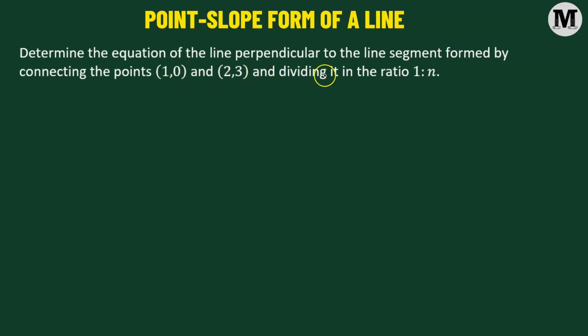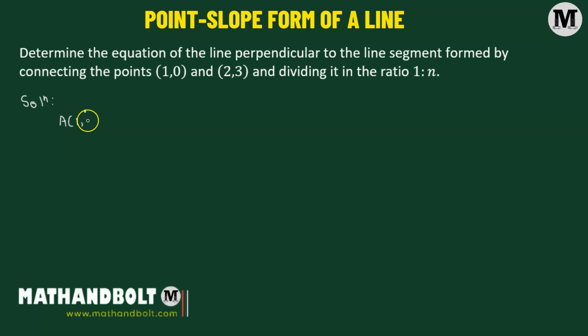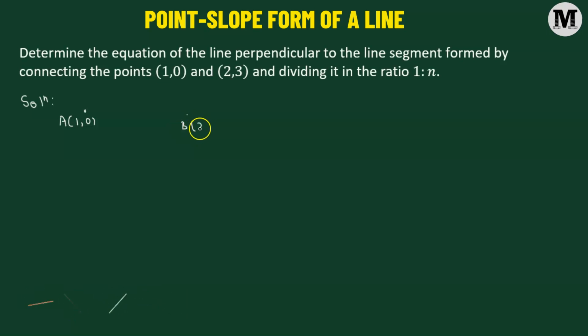Determine the equation of the line perpendicular to the line segment formed by connecting the points (1, 0) and (2, 3) and dividing it into ratio 1:n. Let us begin. So here we have 2 points. Let's say we have a point A with the coordinates (1, 0) and we have another point B having the coordinates (2, 3). Let's join point A and point B with the help of a straight line.